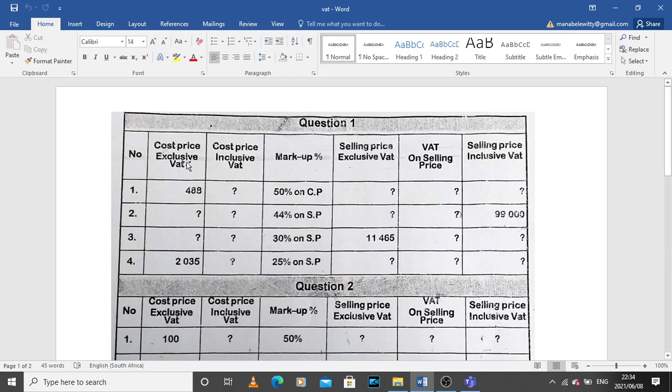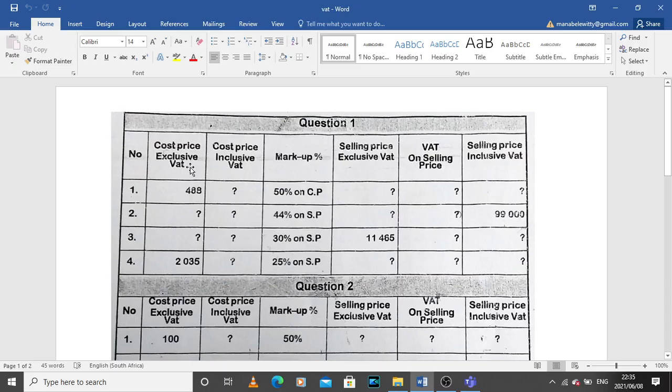So in this case, number 1, we are given 488 rand as a cost price exclusive of VAT, meaning that all amounts in this column are without VAT, and all amounts in this column are with VAT, meaning that they added the VAT amount in order to get the amounts in here. So we'll start completing this part before we jump to the other part, because that part needs us to focus on the markup. So now let's focus on VAT and then we'll focus on the markup.